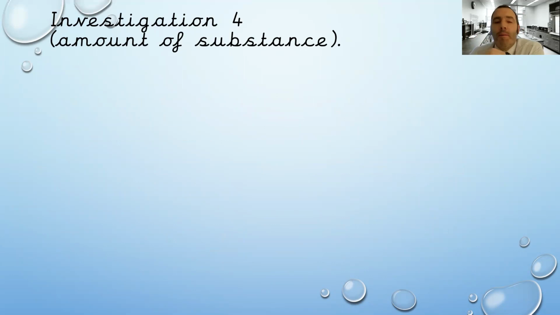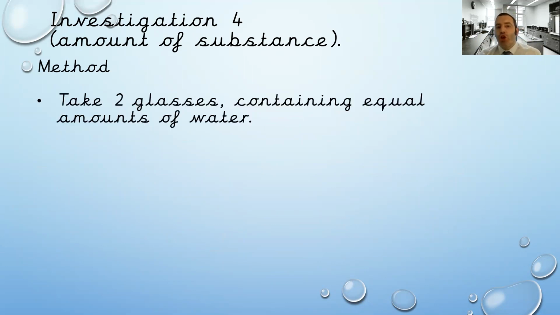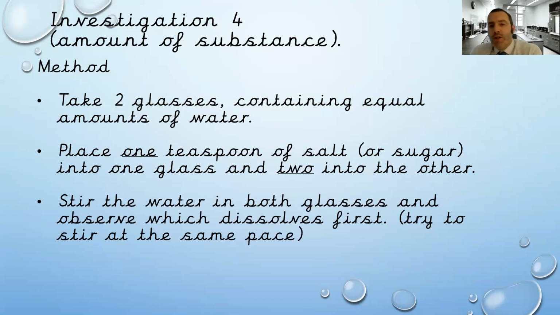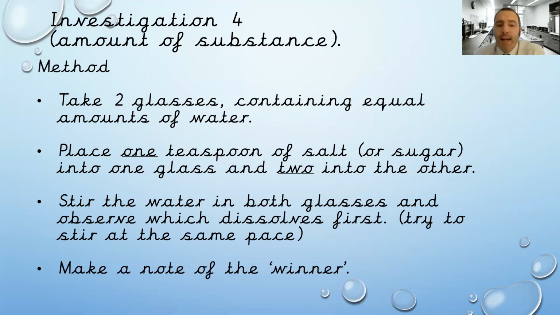Investigation number 4, the amount of the substance. So our method this time. Take 2 glasses containing equal amounts of water. Place 1 teaspoon of salt or sugar into one glass and 2 into the other. And again, we're going to stir the water in both glasses and observe which dissolves first. So again, you might need an assistant to hold the timer for you and time how long it takes. And again, you're going to make a note of the winner.